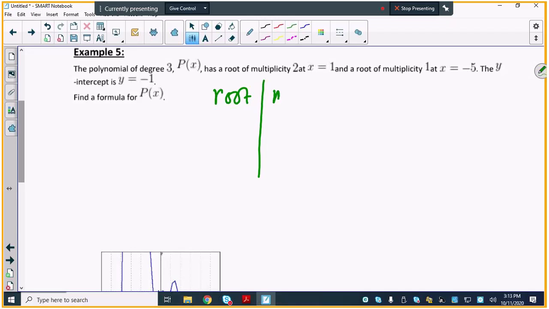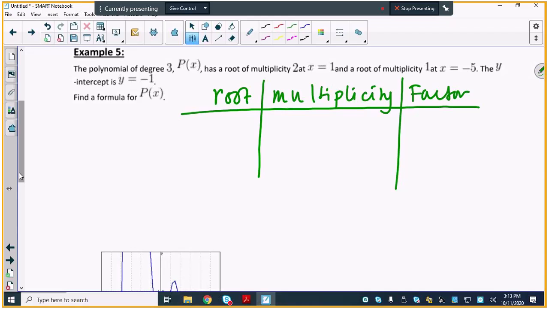Root, multiplicity, and hence the corresponding factor, because these factors when multiplied would give you the polynomial. So see, the root is x equal to 1, multiplicity is 2. So you first subtract 1 from both sides, that is the factor. Multiplicity 2 just means a square. Then I have root x equal to -5, subtract -5 from both sides or add 5 on both sides. Multiplicity is 1, so you get x plus 5.